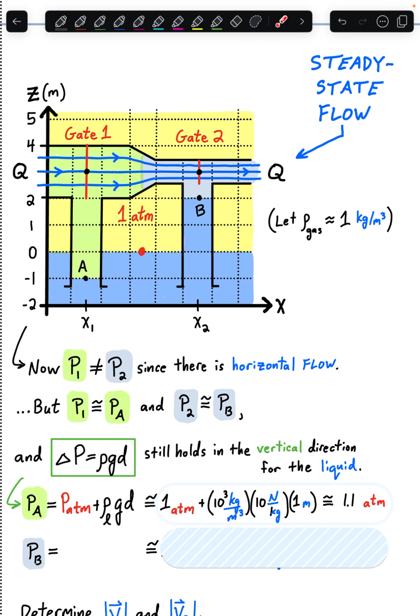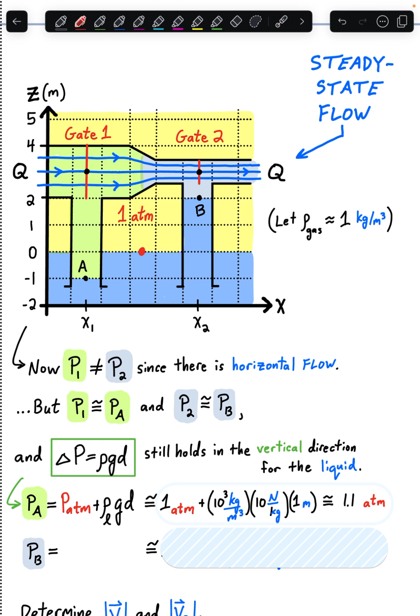So that's 10 to the fourth newtons per square meter, or 10 to the fourth pascals, which is about 0.1 atmospheres, since 1 atmosphere is 10 to the fifth pascals. So 0.1 atmospheres plus 1, so 1.1 atmospheres would be the pressure here at A, a little bit higher than atmospheric pressure, pushing the water down out of that pipe.